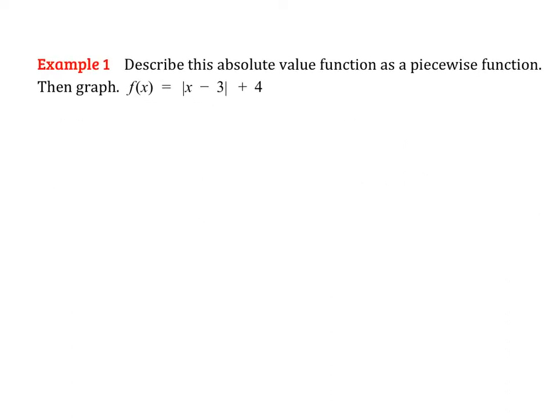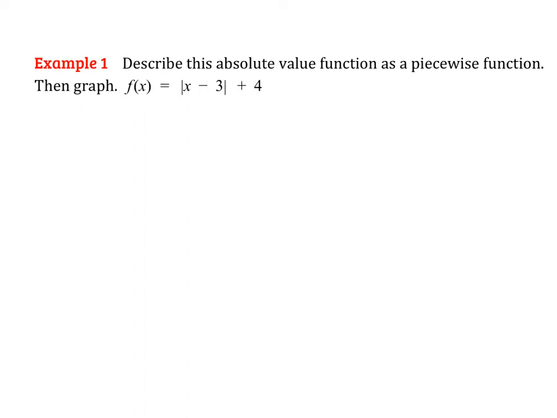Okay, let's look at this first example together. We have f of x equals the absolute value of x minus 3, plus 4. I can tell by looking at this that it's going to be upward facing. It will have a vertex at (3, 4), but we want to describe it as a piecewise function.